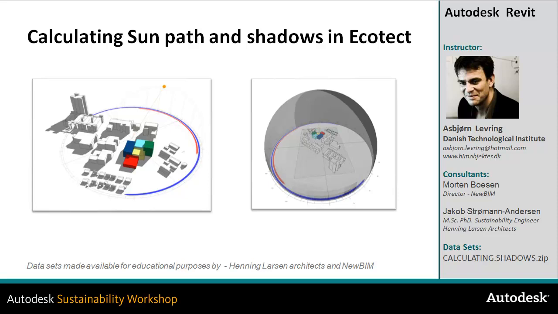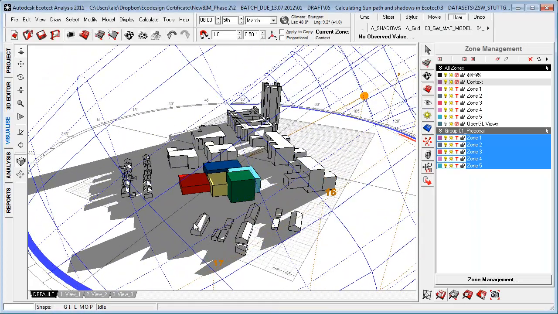In this video, we're going to take a look at how we can calculate sun path and shadows within the Ecotect environment using the sun path diagram and the solar exposure tool within Ecotect. I have now opened the Ecotect environment.